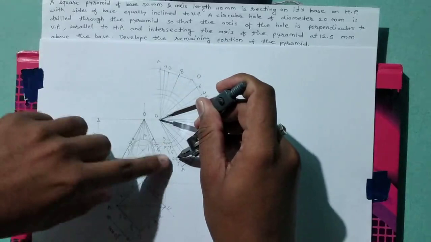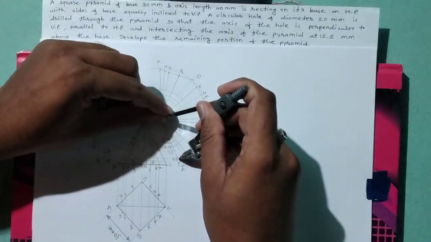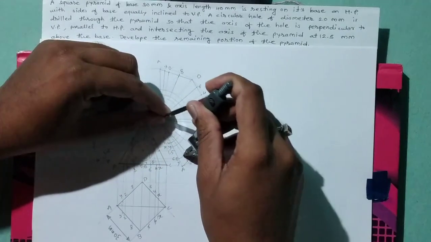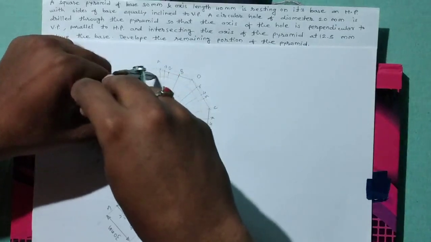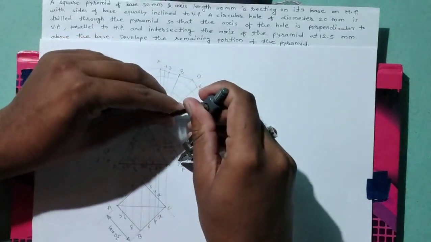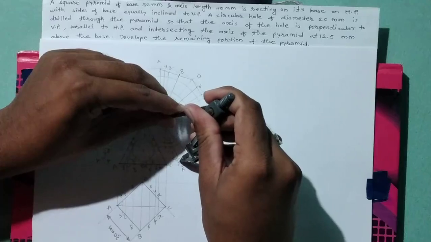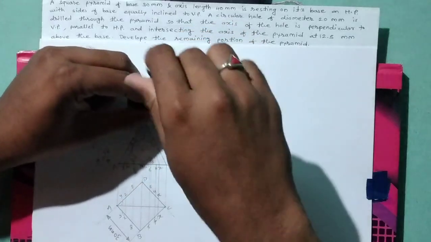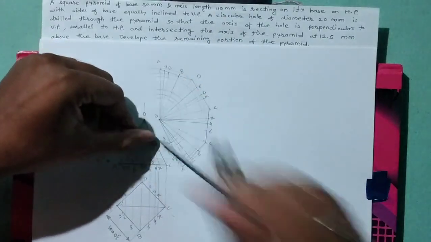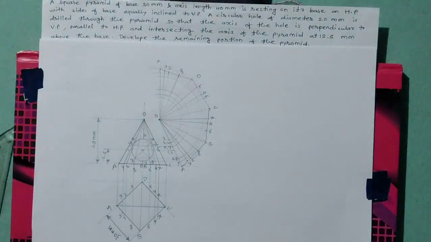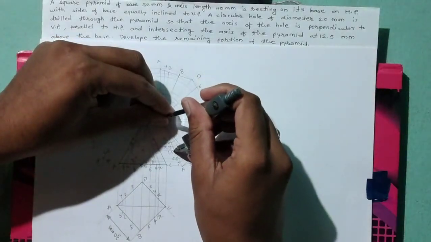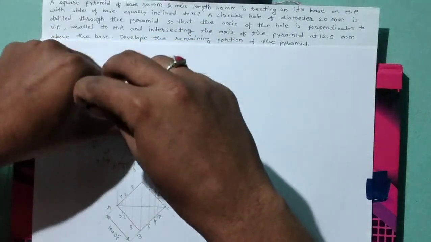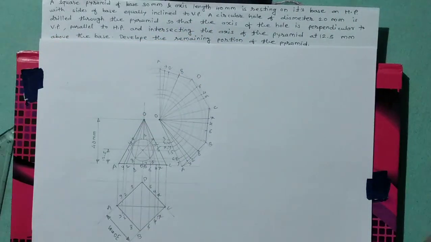Again O to 6 8, take the arc from O to 6 8. O to 7, again O to 1 5. After drawing all the arcs, now we'll go for taking the points.